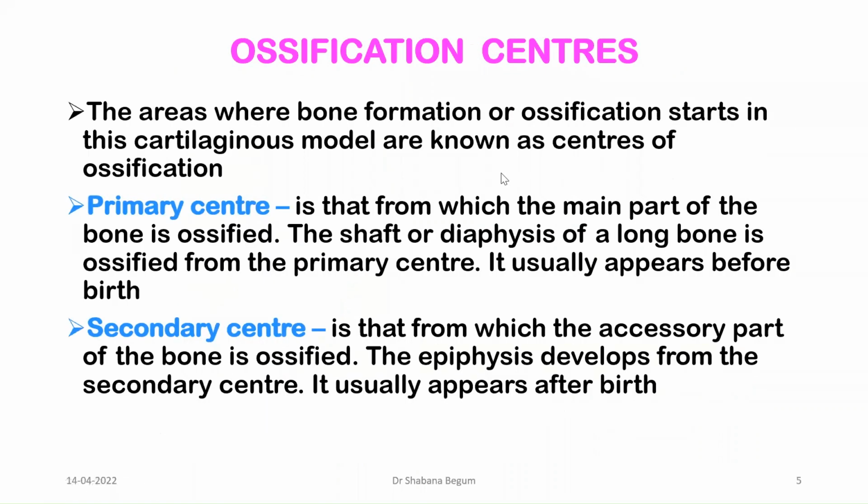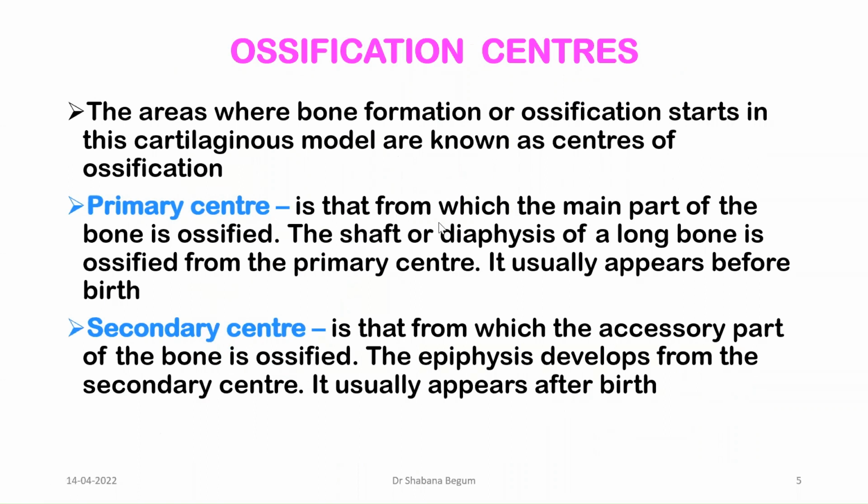What is ossification? The process of bone formation is known as ossification. And the areas where bone formation or ossification starts in the cartilaginous model is known as center of ossification. There are two centers of ossification. One is the primary center, the other is the secondary center.